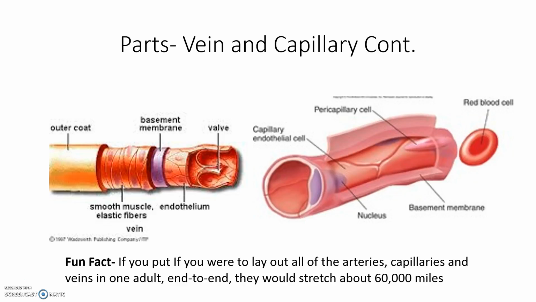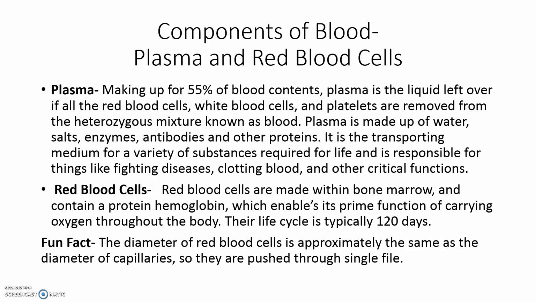You can see the difference here in the vein and the capillaries. The vein obviously has layers and also a valve, whereas the capillary only has one layer. So if you were to lay out all the arteries, capillaries, and veins in one adult, end to end, they would stretch about 600,000 miles.